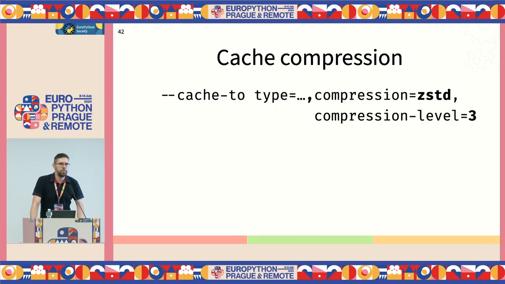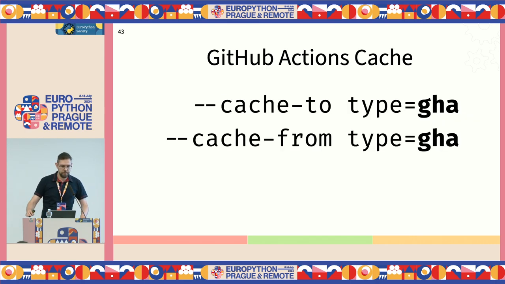Additionally, you can set the compression algorithm. The default is gzip, but I recommend you switch to zstandard, which is faster and provides better compression. You can also increase the compression level, sacrificing speed of the compression for a smaller cache. This might be useful if you have high-performance build machines and slower connectivity to your registry. If you use GitHub Actions, there's also a built-in option for using cache at GitHub directly. You can use both min and max modes, but you cannot control the compression and so on.